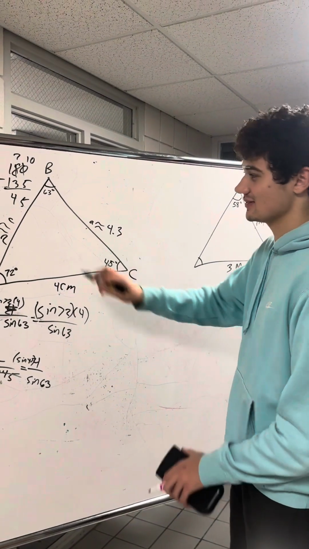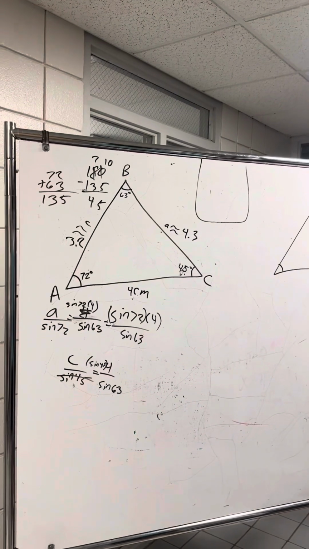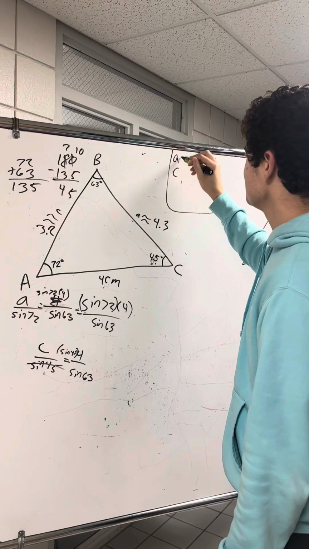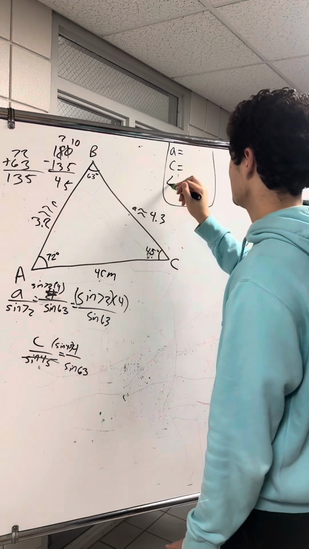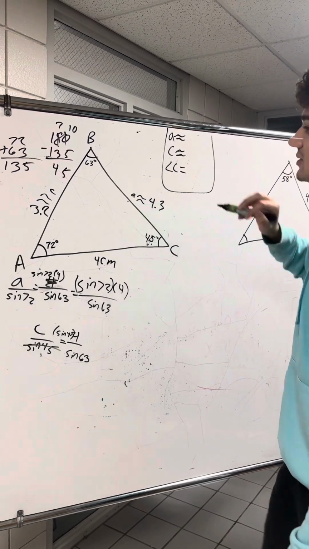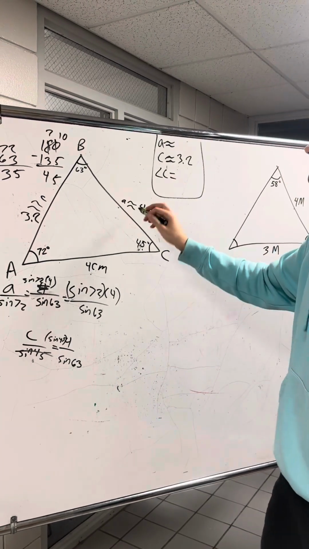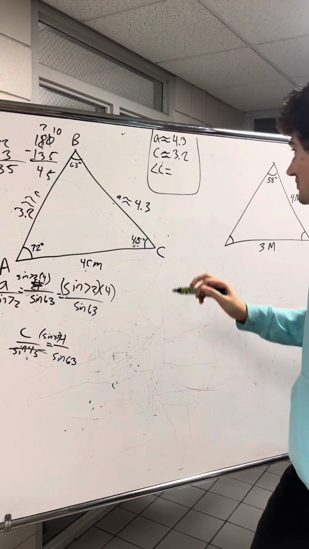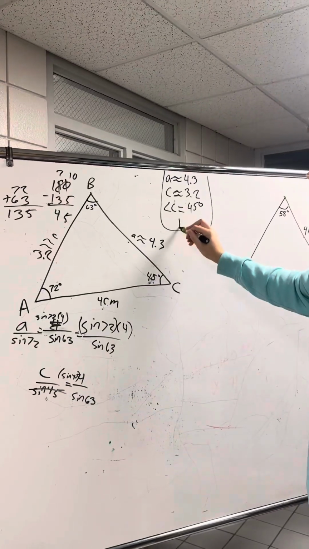Alright, back with the answers. It's a little messy. So what did we find? We needed little a, side c, and angle C. Summing them up, technically these are all a little rounded. Side c is 3.2, a is 4.3, and angle C is 45 degrees.